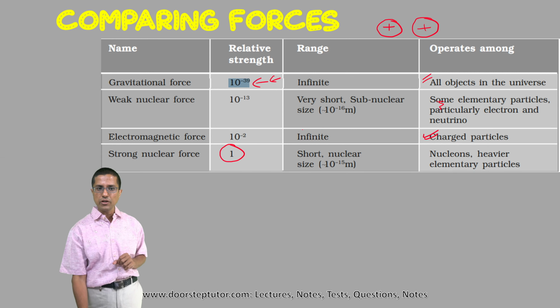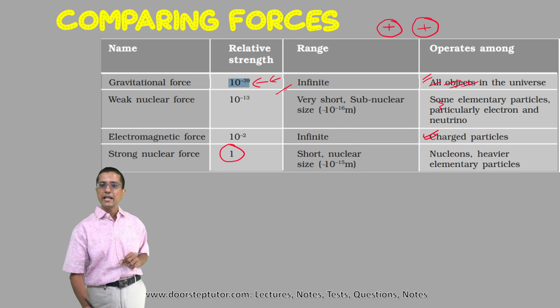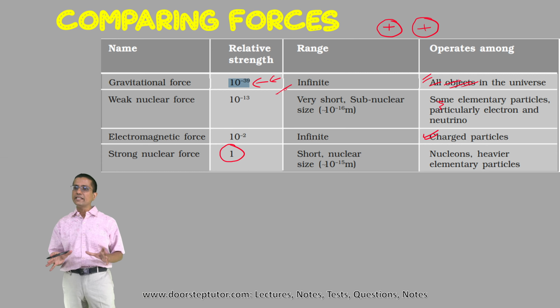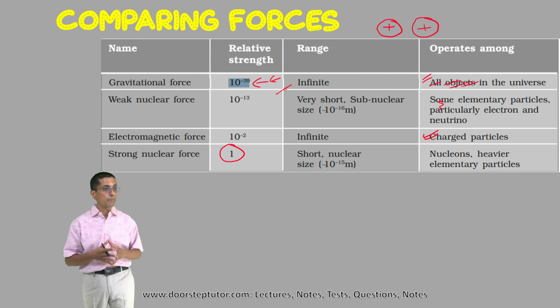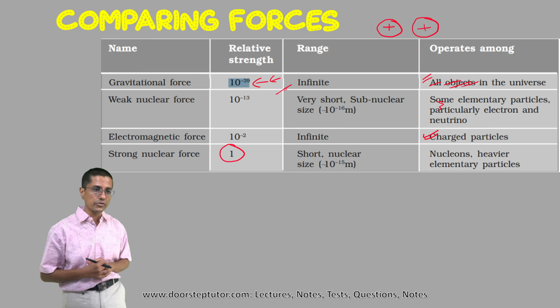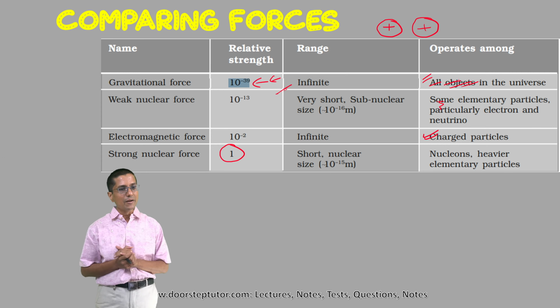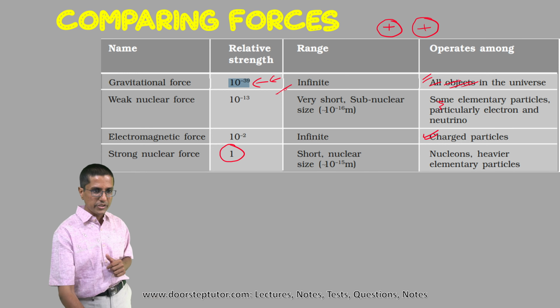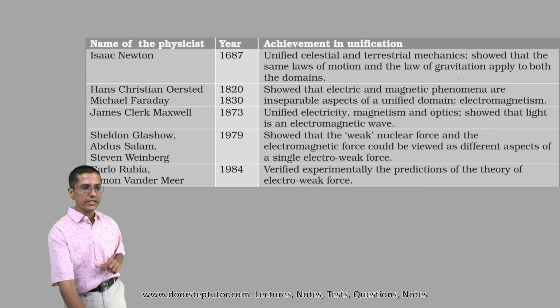So gravitational force does not happen on all objects in nature, right? Here it is written all objects, and that is incorrect. It happens on all objects in the universe which have mass. If a particle is massless, there is no gravitational force on that, and we will see particles which are massless. Okay, so this is the summary of all the forces.